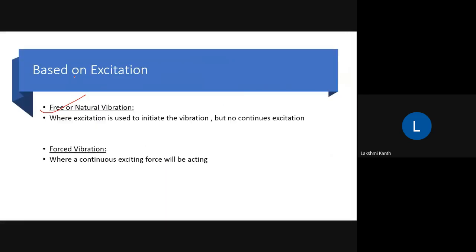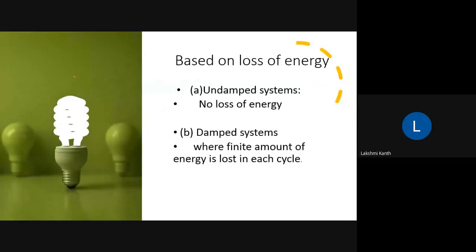Next, based on the loss of energy, again there are two classifications: one is the undamped system and another is the damped system. When there is a loss, in common sense it shows there is a resistance in the system. That resistance, technically from the vibration point of view, is treated as damping. So based on the loss of energy, they treat undamped systems and damped systems.